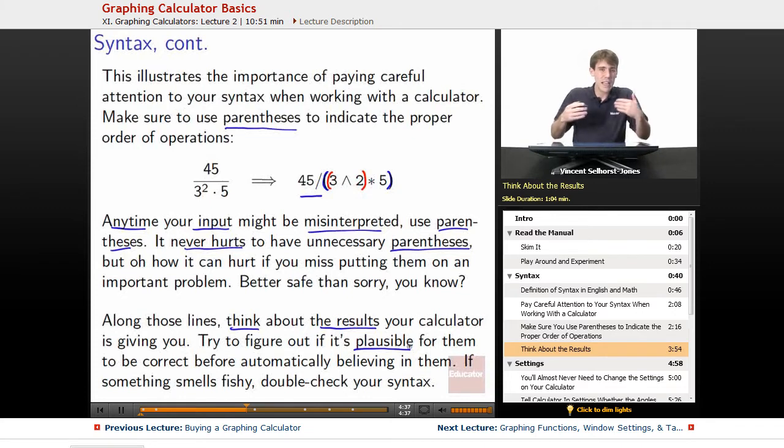So try to figure out what will be a plausible answer before you just punch it in and automatically believe what you see come out of your calculator. And if you wind up seeing something that seems a little bit off, it smells fishy, double check your syntax and make sure you told the calculator what you meant it to do and you didn't accidentally tell it something slightly different from what you wanted it to do.